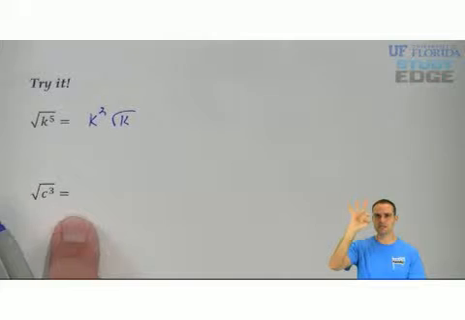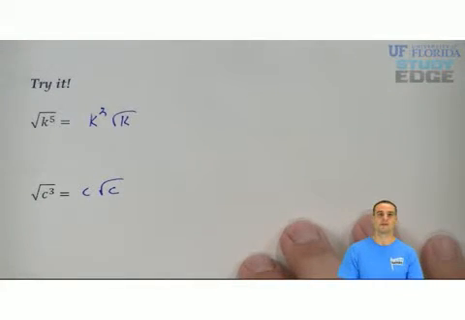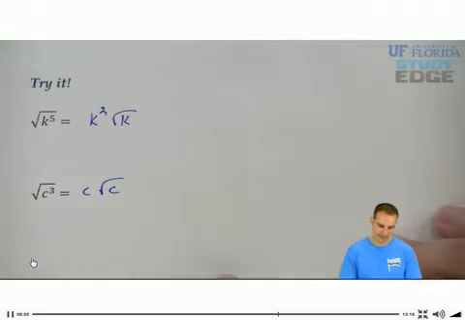c cubed is 3 c's. That's 1 pair with 1 left over. So now you've seen numbers, now you've seen variables.